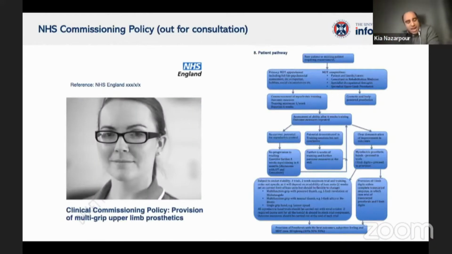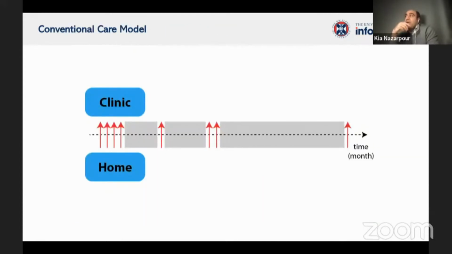Currently the UK NHS policy for clinical commissioning of these devices is out for consultation, and the patient pathway is very complex. It is hoped that by updating these patient pathways, upper limb prostheses will be prescribed in the NHS. But we are interested in a new care model, and this is what we have been thinking.